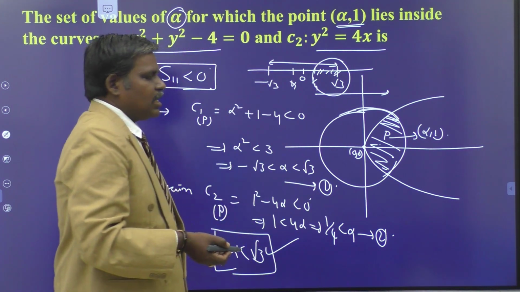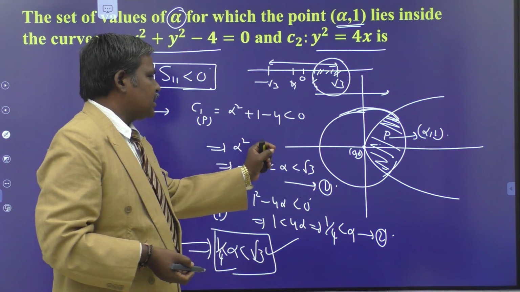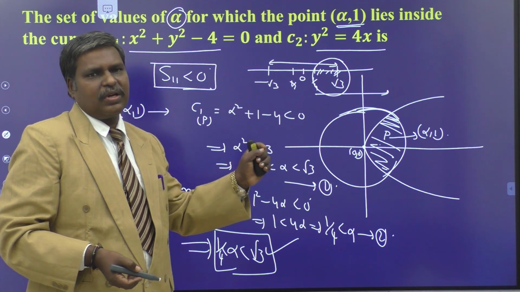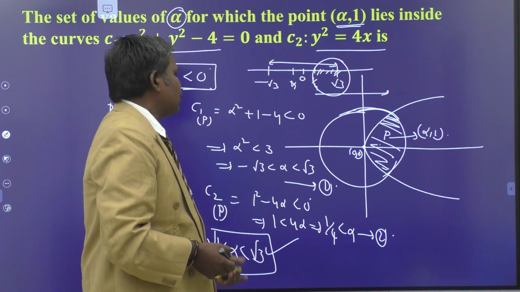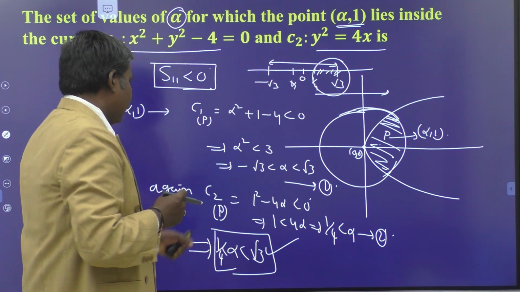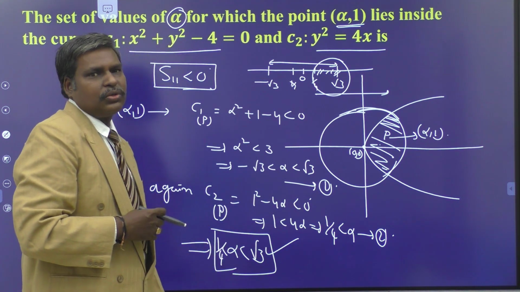So the one and only concept behind this problem is that the point is inside both curves, therefore you have to apply S11 less than 0, and then take the common region. We obtain the range of alpha here, 1 by 4 less than alpha less than root 3. That's all.